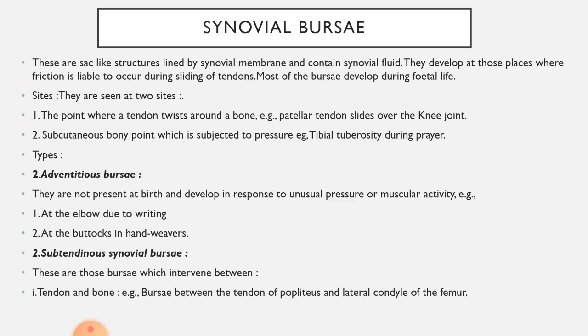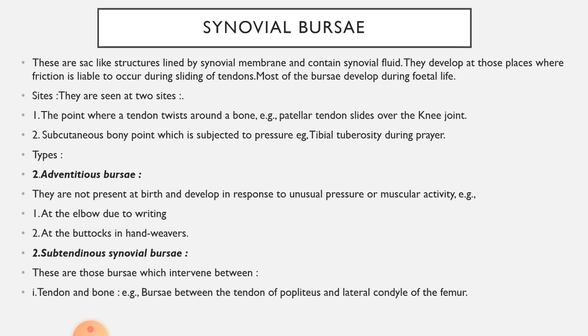Most of the bursa develop during fetal life. The point where a tendon twists around a bone, for example the patella tendon, slides over the knee joint. The patella is a bone known as the kneecap, and you can feel it on the anterior aspect of the knee joint.